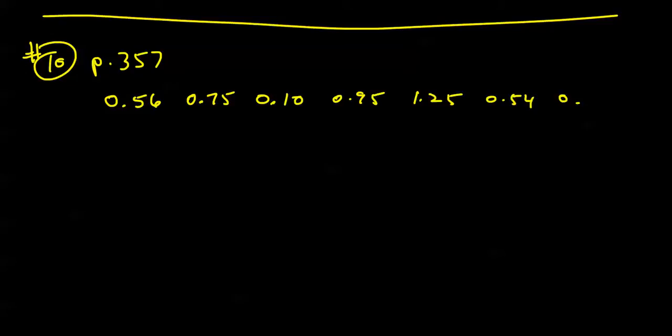Alright, so here's our sample of 7 restaurants with their sushi fish mercury levels: 0.56, 0.75, 0.1, 0.95, 1.25, 0.54, and 0.88. Alright, let's say I'm just given this raw data.